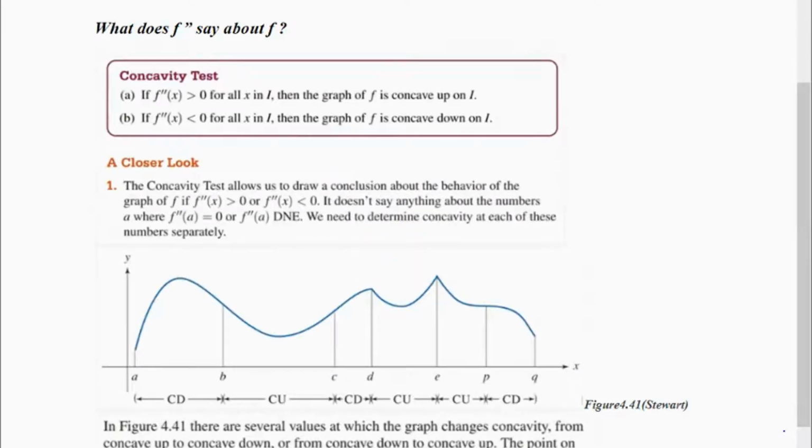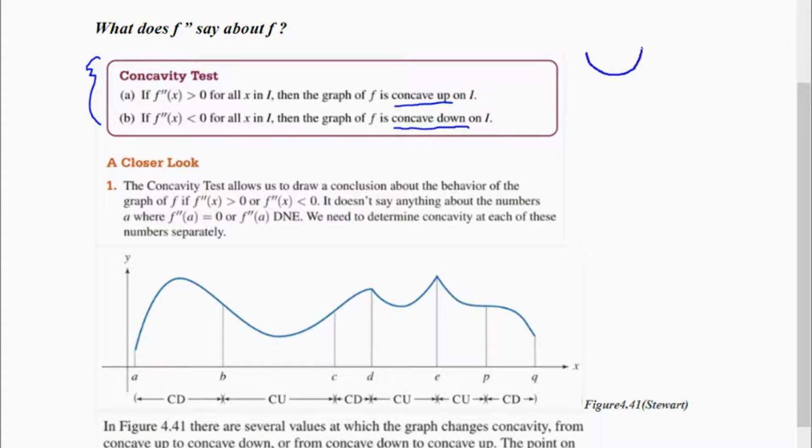Let's move it on. So how do we use a second derivative to inform us about our function? Well, the first thing that we could do is we can do the concavity test. And the concavity test simply says this: if your second derivative is positive for all x in a particular interval, then that graph is considered to be what we call concave up. If your second derivative is less than 0 or negative for all x in a particular interval, then that graph is concave down. So let me explain what those are.